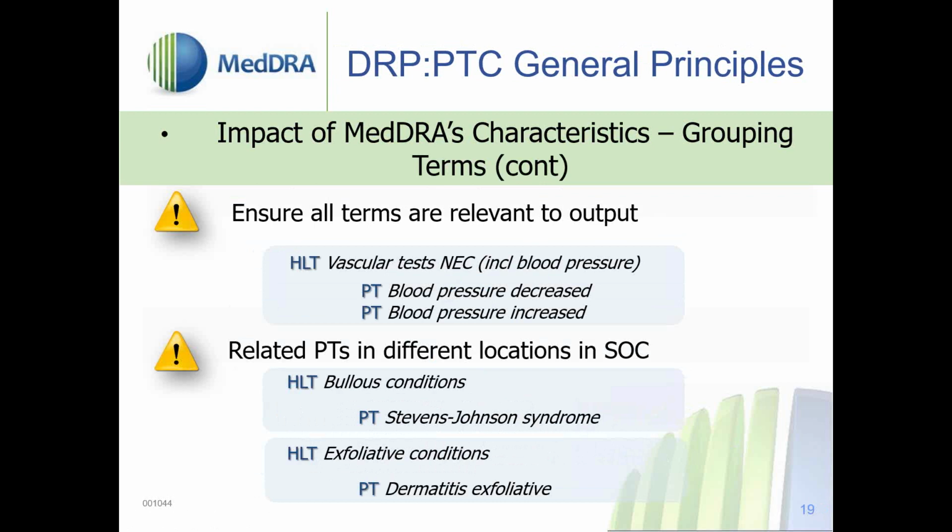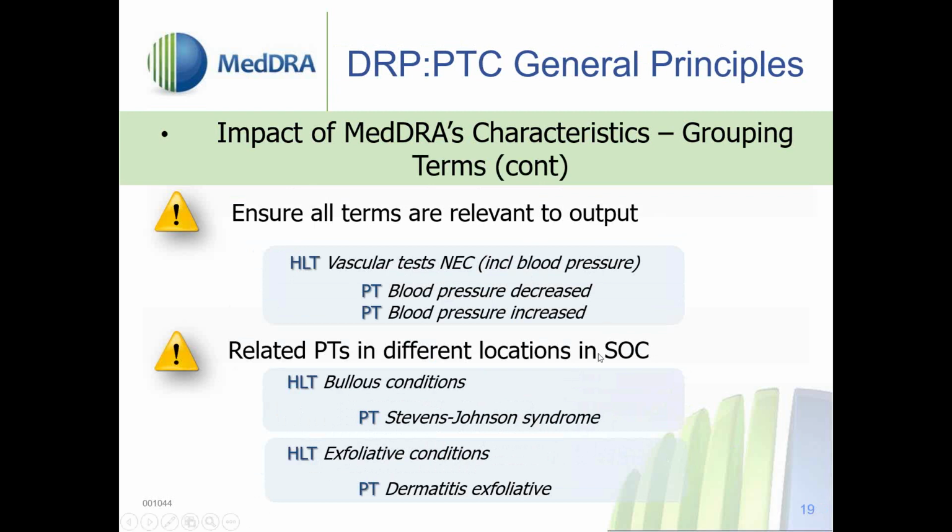When using these grouping terms, be careful and make sure that you don't make one of two mistakes. Let's say in the first example, you were interested in the concept increased blood pressure in your data set. You could look into MedDRA and find an HLT named vascular test NEC, including blood pressure, and say, why not use all PTs under this HLT because it covers blood pressure measurements? But then you would not only retrieve blood pressure increased terms that you are interested in, but you would also include terms like blood pressure decreased. So using the full HLT for your search in this instance would produce a lot of irrelevant cases.